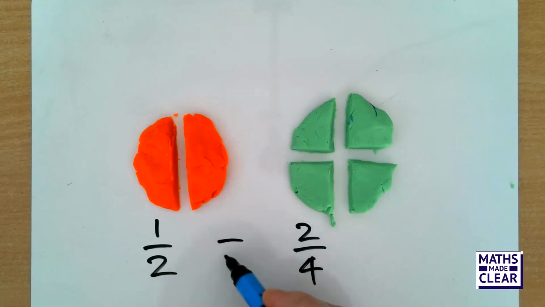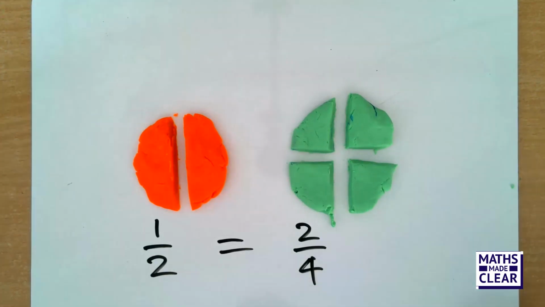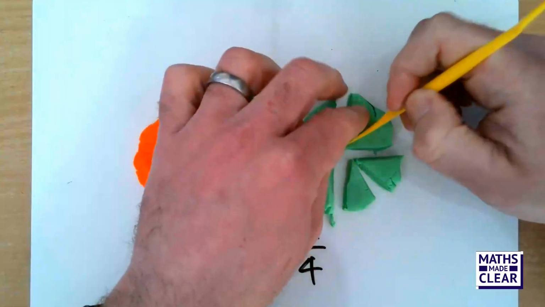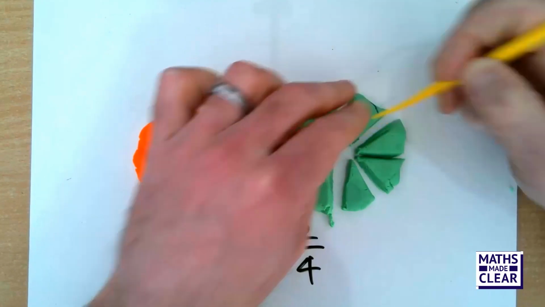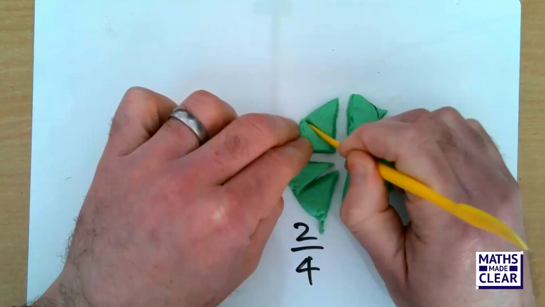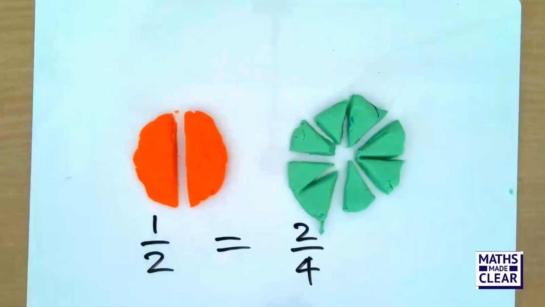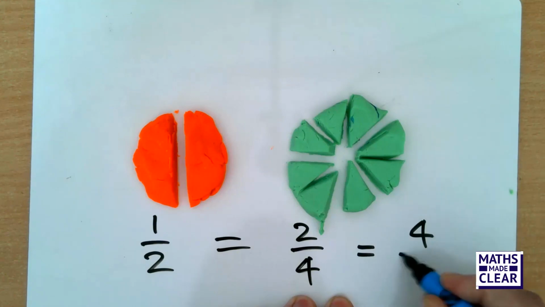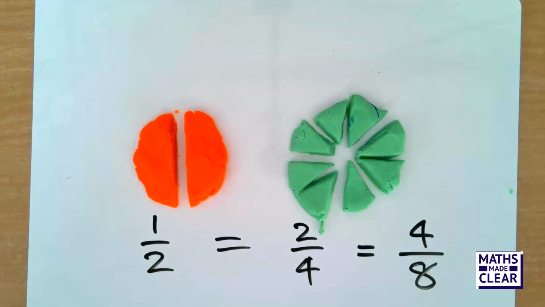I can then cut that pizza again into halves. So once I've done that, I will have pieces of 8. And if again I look at my 1/2, 1/2 is equivalent to 2/4, and it's also equivalent to 4 parts of 8, 4/8. So 1/2 is the same as 2/4, is the same as 4/8.